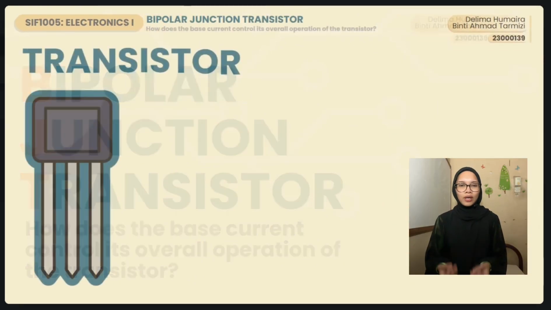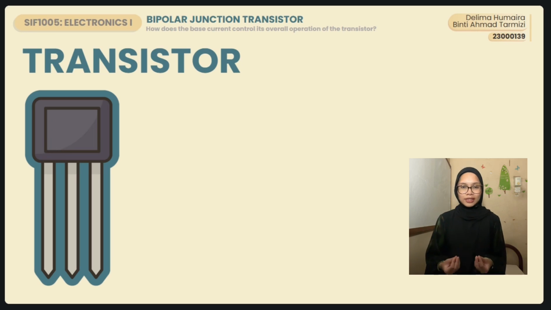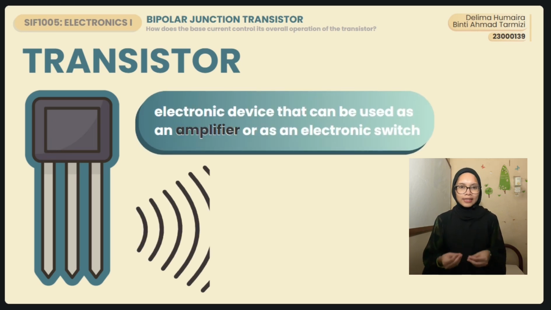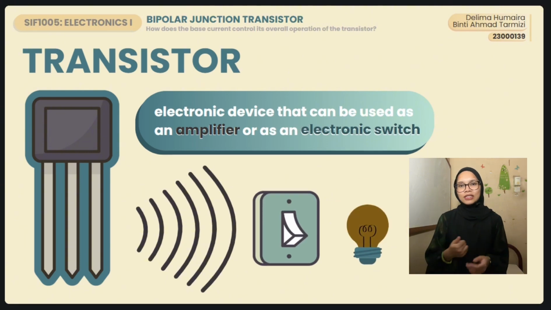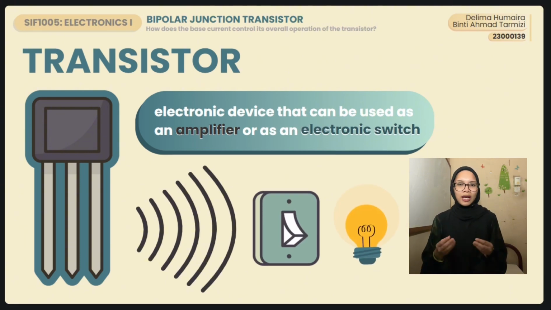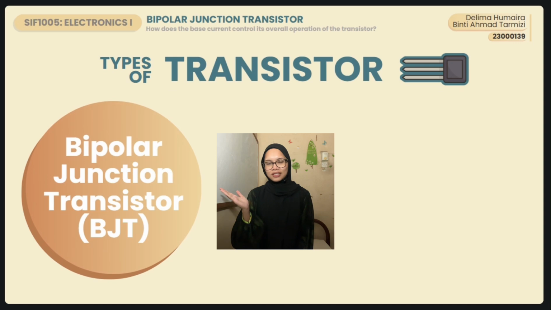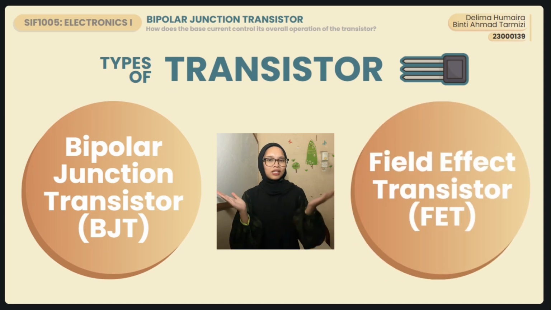To begin, what is a transistor? Well, a transistor is an electronic device that can be used as an amplifier or as an electronic switch. Its ability to amplify a signal or to switch high power loads using a small signal makes it essential in electronics. There are two types of transistors, the bipolar junction transistor, BJT, and the field effect transistor, FET. In this video, I will just focus on the BJT.